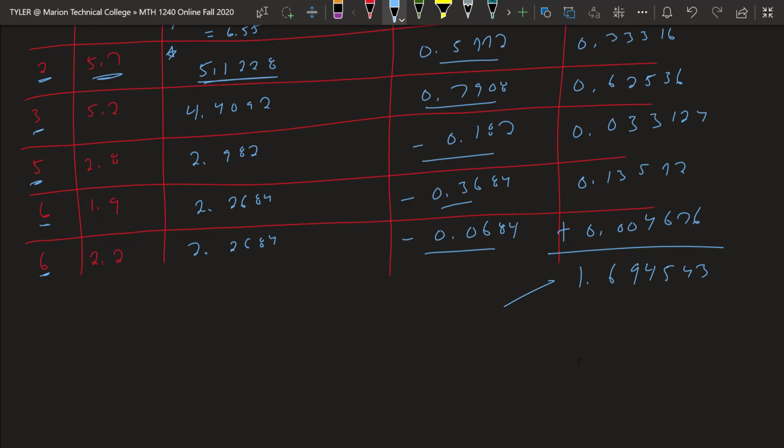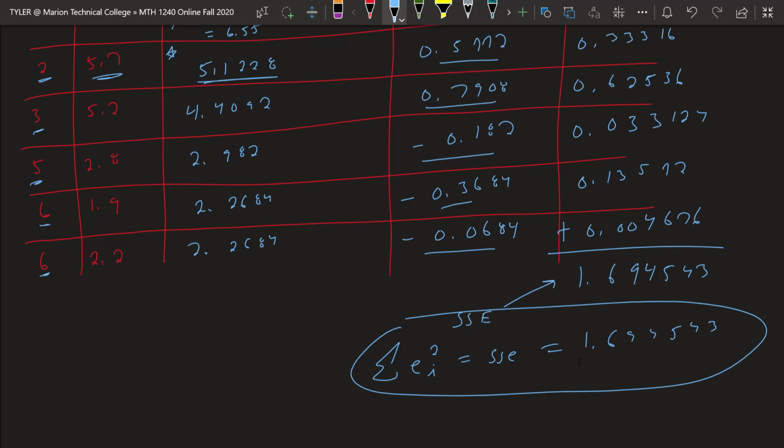Right, so then if I add these up and find the sum, that number we get is 1.694543. So that is the sum of the squared errors, right? We abbreviate that as SSE typically. You could also show it as the sum of the errors squared, e sub i squared. So that's equal to the SSE, which is equal to 1.694543.